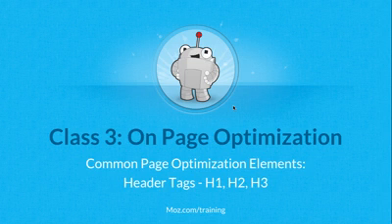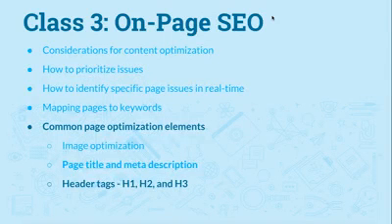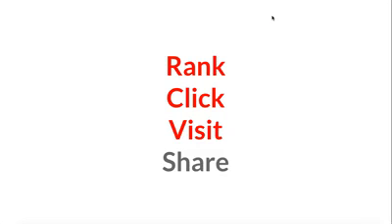This is the on-page optimization course, and in this lesson, we'll be covering common page optimization elements, specifically the header tags, H1s, H2s, H3s, etc. Now, header tags are often not implemented correctly or even considered on many websites, but they relate to three of the goals on our conversion path.